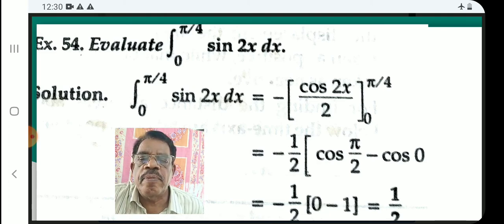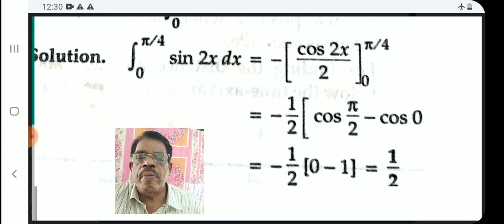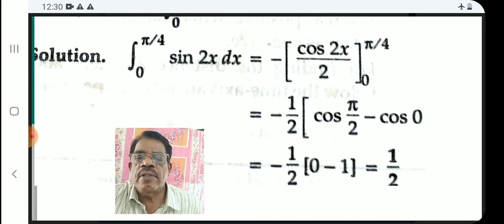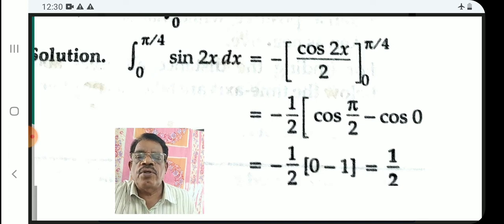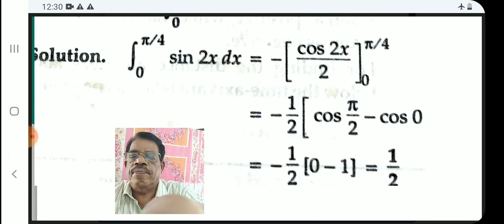Then top limit minus bottom limit. Cos pi by 2 minus cos 0. Cos pi by 2 is 0. So minus of half into 0 minus 1 is equal to plus half.